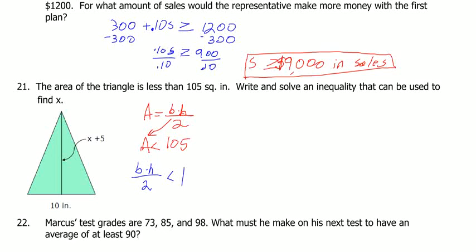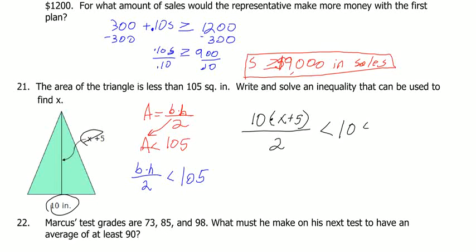So what we're going to say is B times H over 2 needs to be less than 105. Now, the base, as we can plainly see, is 10. So that's 10 times the height, which is x plus 5, all over 2. Needs to be less than 105. So we're going to start off by multiplying both sides by 2. Multiply by 2, multiply by 2. And then let's go ahead and combine this step, 10x plus 50. So I went ahead and did my distribution as well.